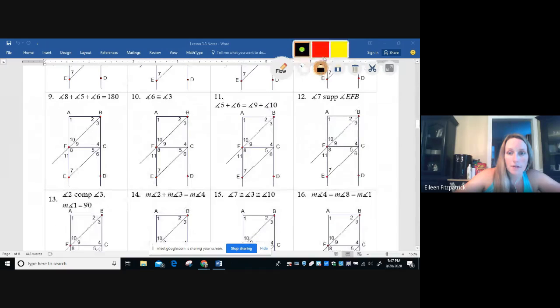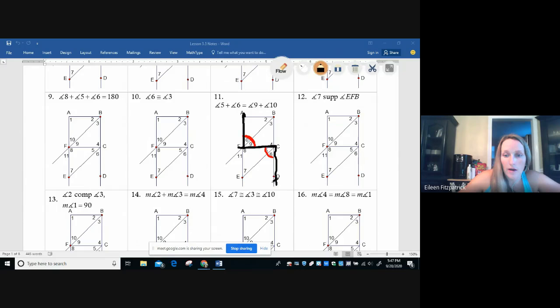So number 11, you're told that angle 5 plus 6, we're looking at this entire angle here, is equal to 9 plus 10, this entire angle here. So let's highlight the sides of the angle. For 9 and 10, I'm looking here and here. For 5 and 6, I'm looking here and here.